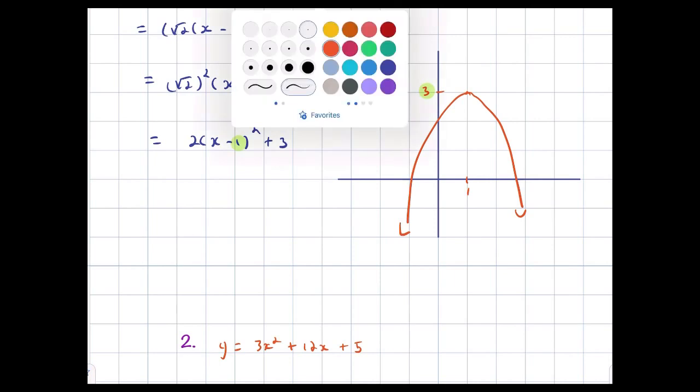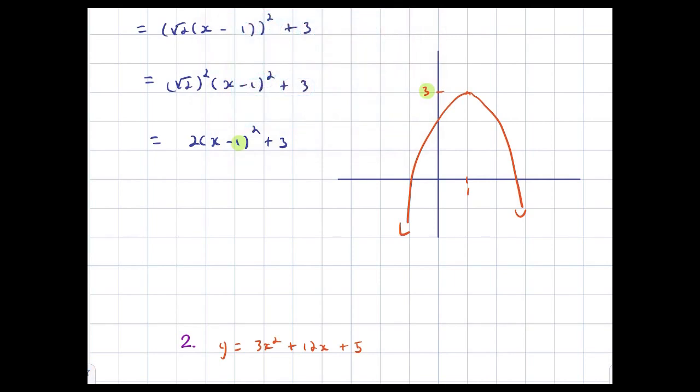Of course, to fully graph this thing, we want to also know the roots, but that's what we use factored form for. With completing the square, we're doing it, of course, to find the vertex form. So that takes care of it. We get the vertex at 1, 3.